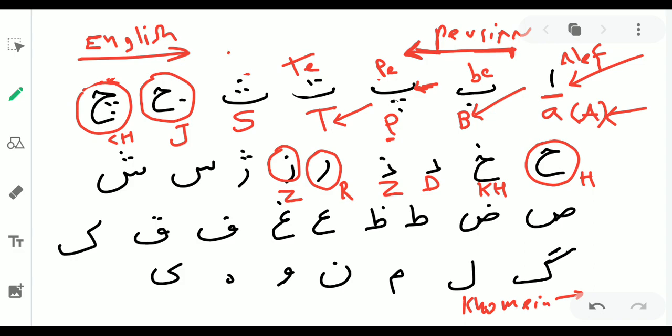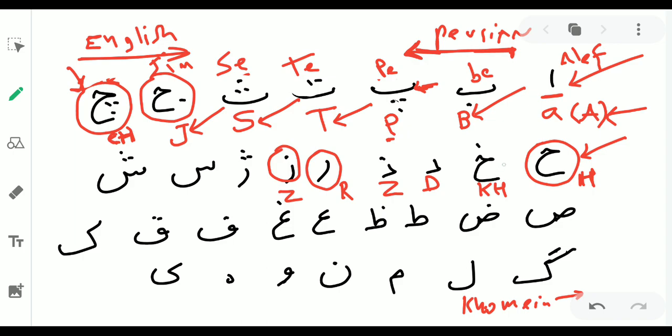Then we have S-E, that's how you say it, equivalent to S in English. And then we have J, or Jim, which is equivalent to J in English. Che, which is this one, is equivalent to CH in English. Then He, equivalent to H in English, this one.